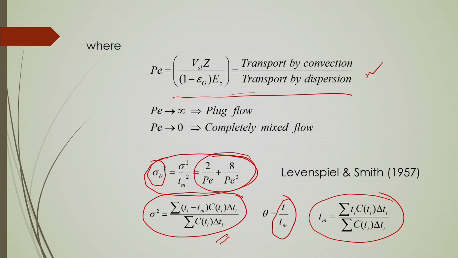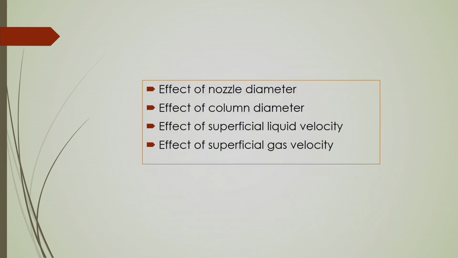Once you know the Peclet number, you can also assess it by the dispersion number. 1 by Peclet number is called the dispersion number. If the dispersion number goes to infinity, then you can say there is more mixing. If the dispersion number goes to 0, then you can say plug flow phenomena will be there.